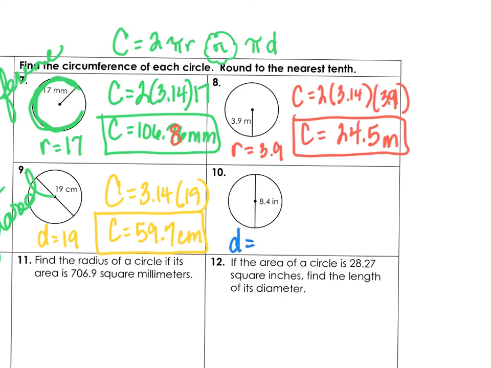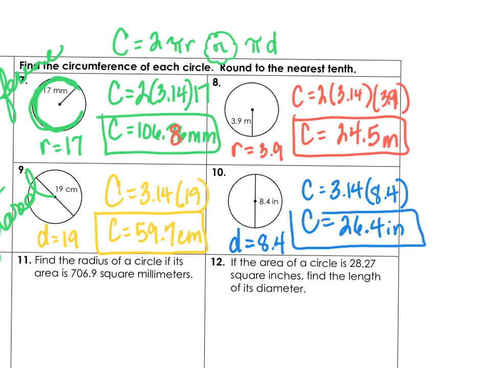Diameter equals 8.4. So that means circumference equals 3.14 times 8.4. Circumference equals, I got 26.376. So we're going to call that 26.4, and it's inches, not squared. The label isn't squared because we don't have that part squared.